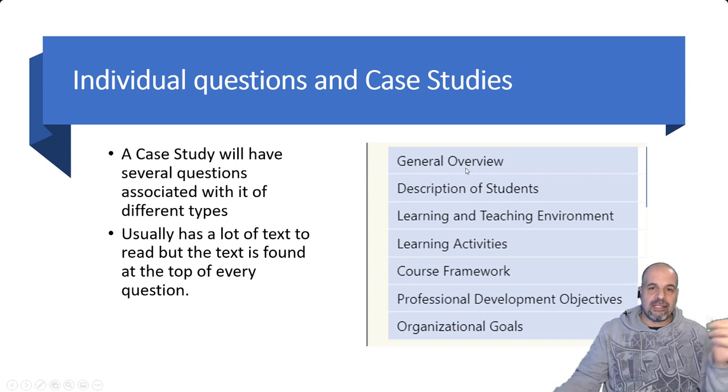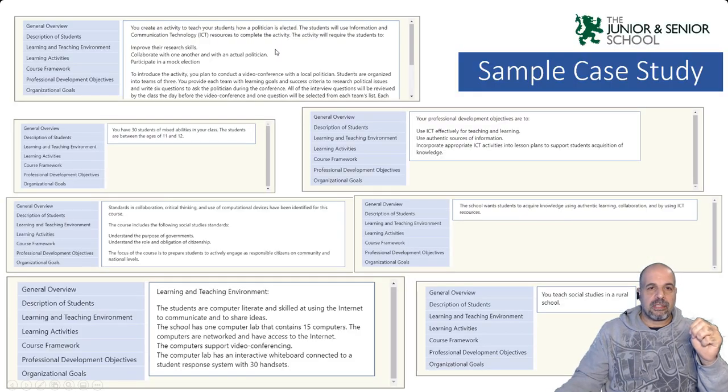And a case study will have things like the general overview, description of students. Here's what one looks like. Now, I've taken each part and put it as a separate screenshot here, but you can see there's a fair amount of text that you'd read. Okay, so the general overview is here. You see there's a vertical scroll bar here, so there's more text. And then you've got things like the description of students, so on and so forth. And there's quite a bit there to read.